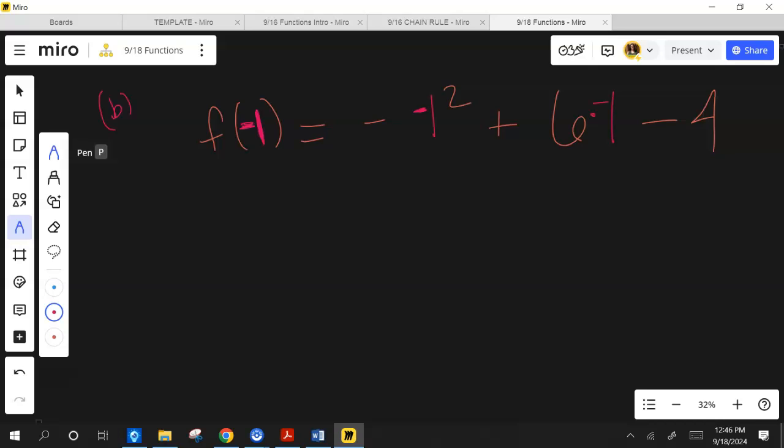All right. Justin, do you see what we're doing now? Can you see how we're replacing the x's? All right.